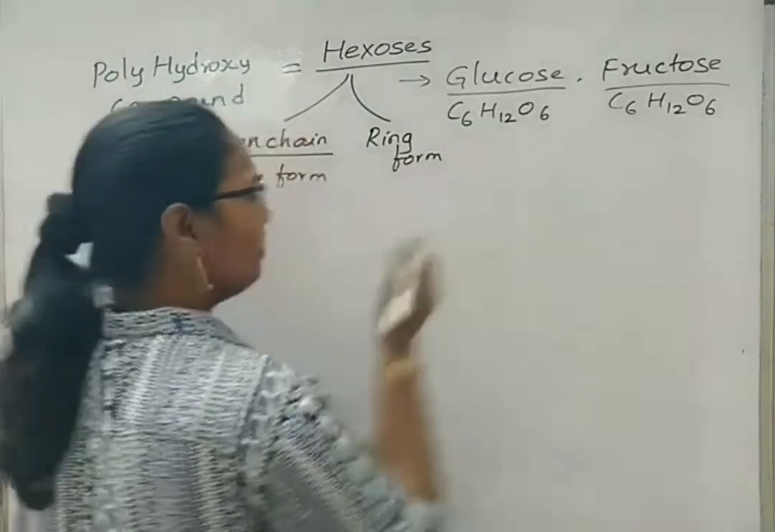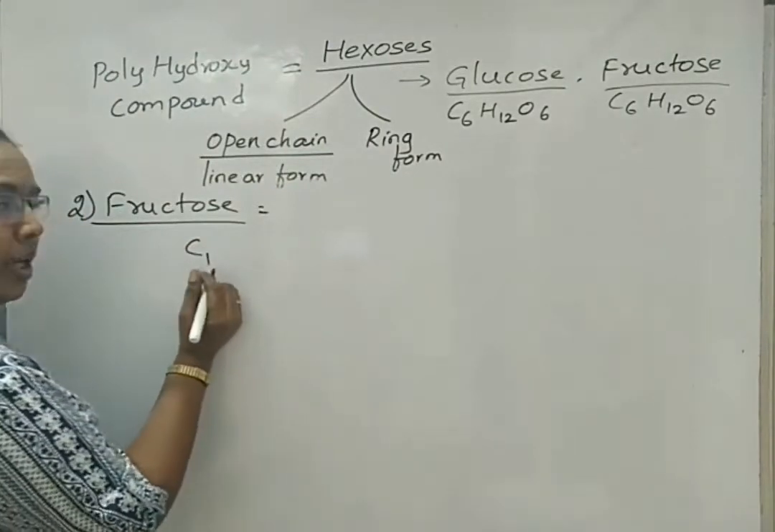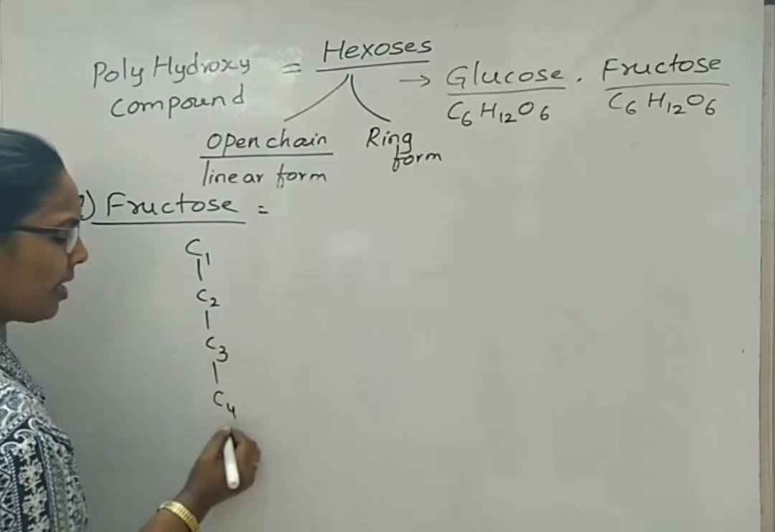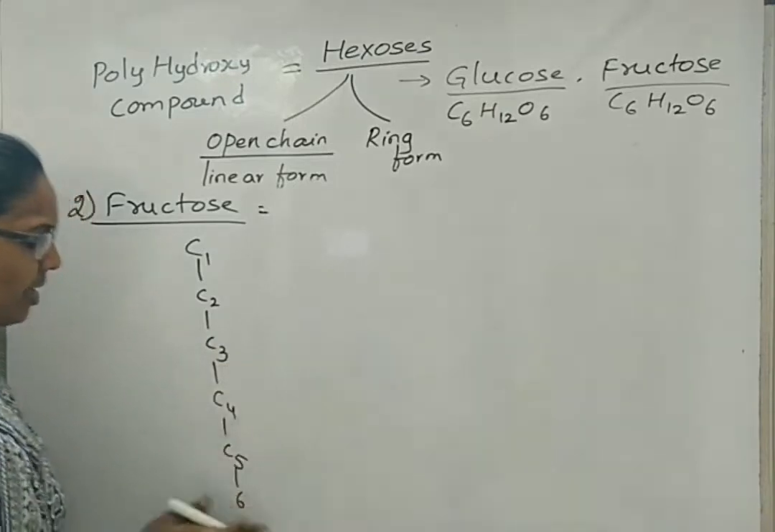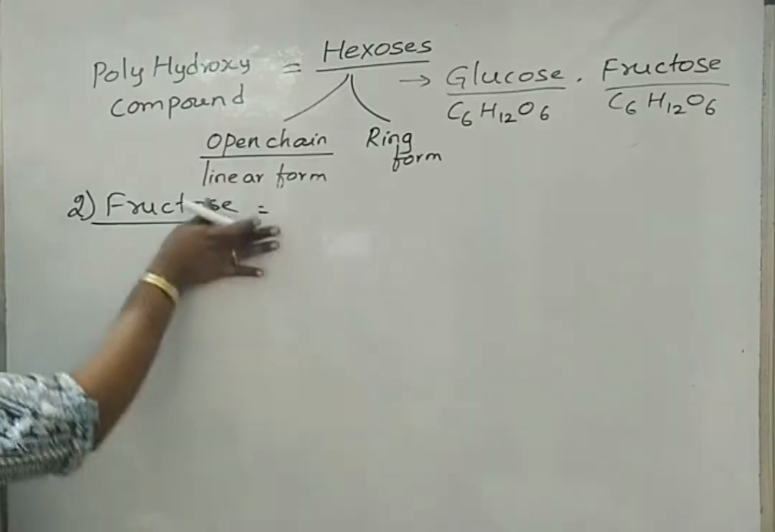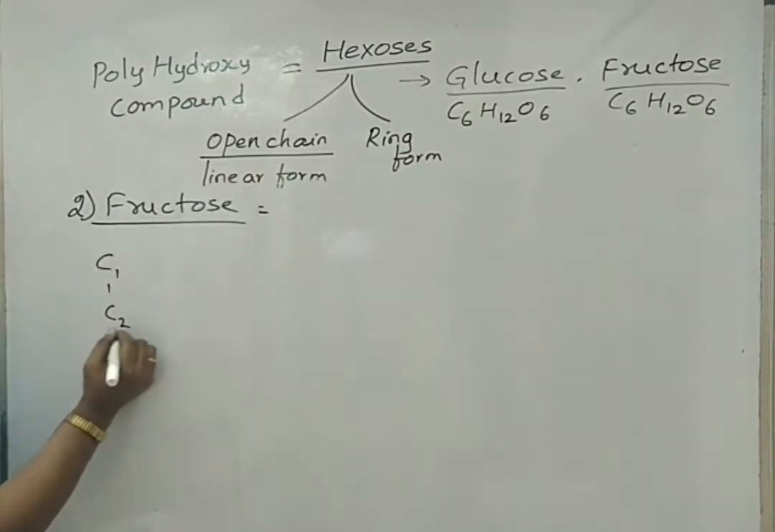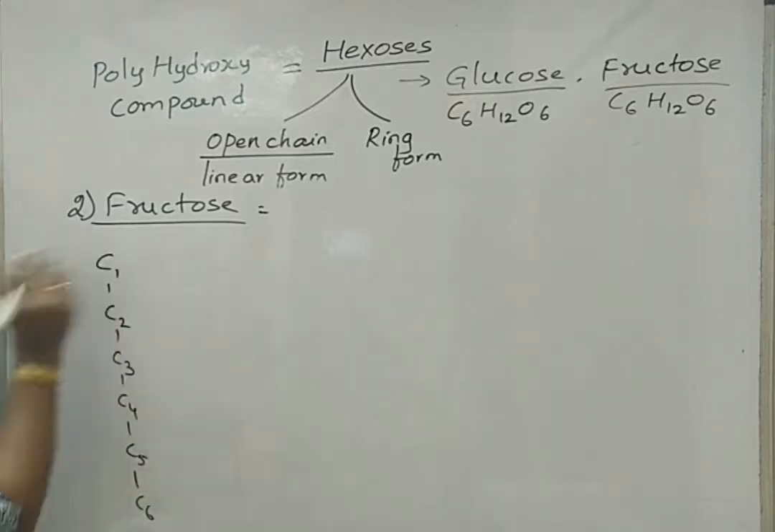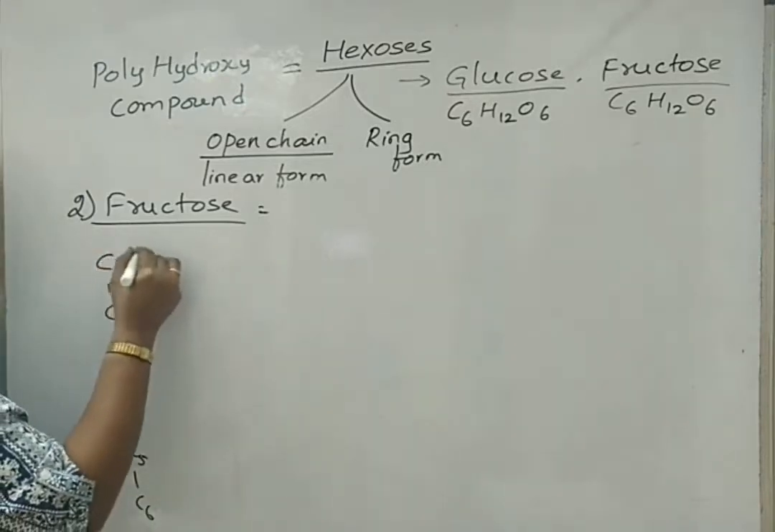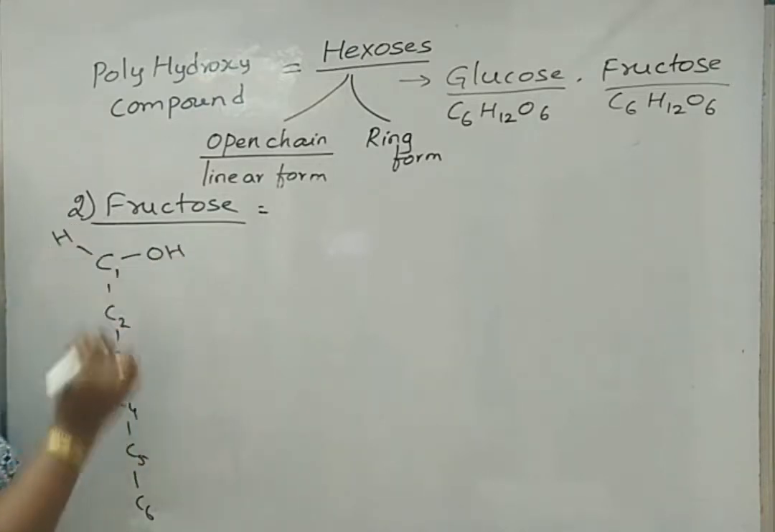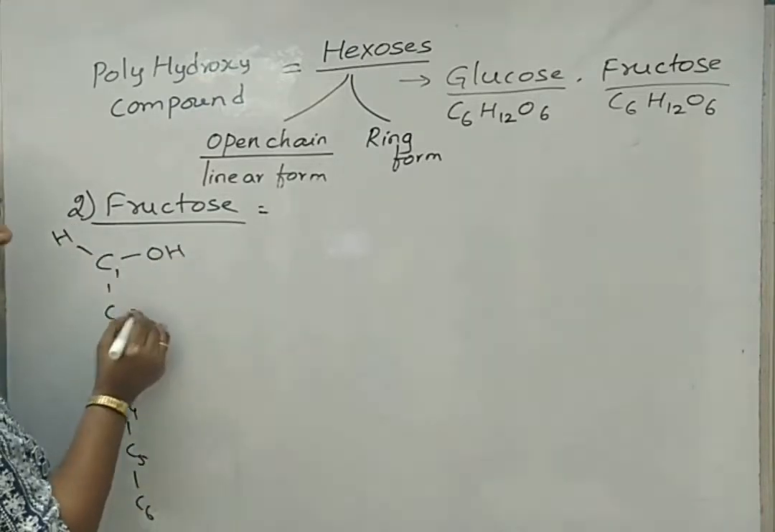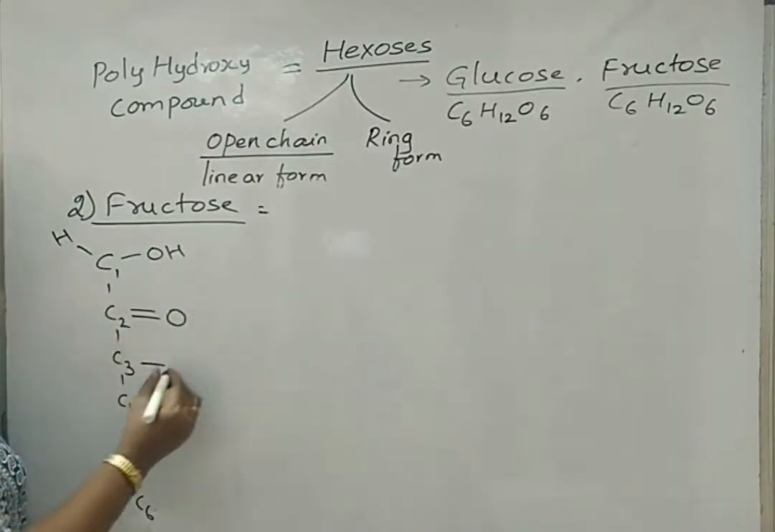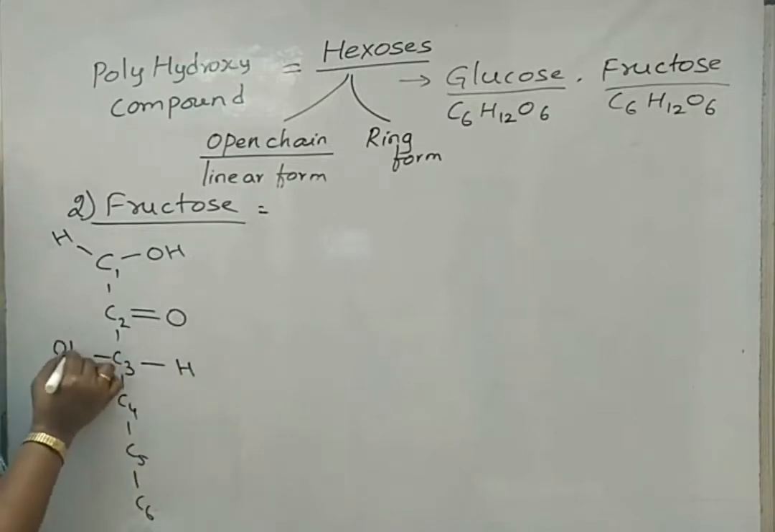The formula is the same. So we will represent the open chain form of fructose: carbon 1, carbon 2, carbon 3, carbon 4, carbon 5 and carbon 6. Here at carbon 1, there is normally OH and H groups like this. At carbon position 2, there is one ketone group. At carbon position 3, again same as that of glucose.